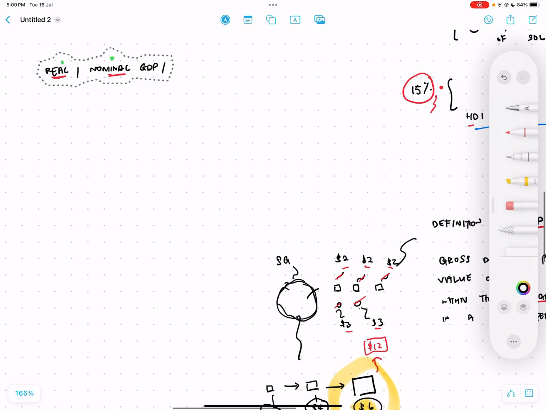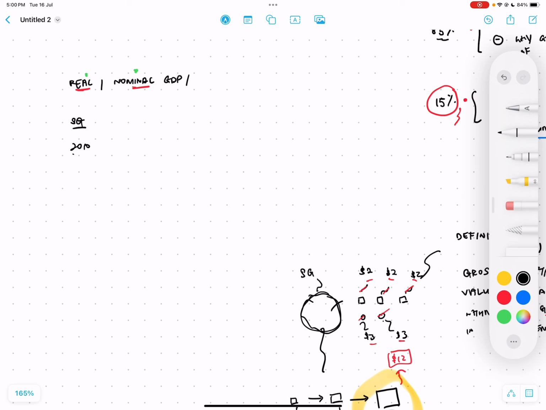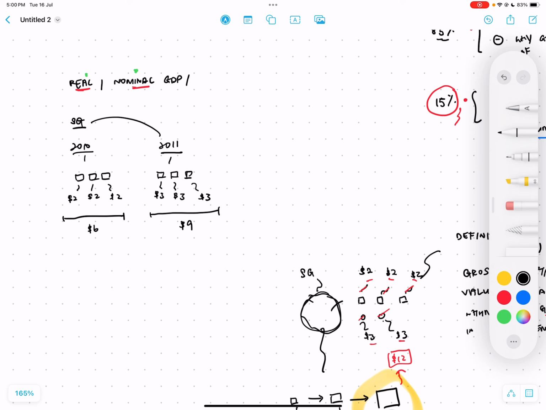Okay, so imagine you have a country, let's say Singapore, and Singapore in 2010 produces, let's say, 3 squares, and each square is, let's say, $2. And then in 2011, Singapore also produces 3 squares, but now each one is worth $3. So Singapore's GDP in 2010 is $6, whereas Singapore's GDP in 2011 is $9, if you just sum up the monetary value.